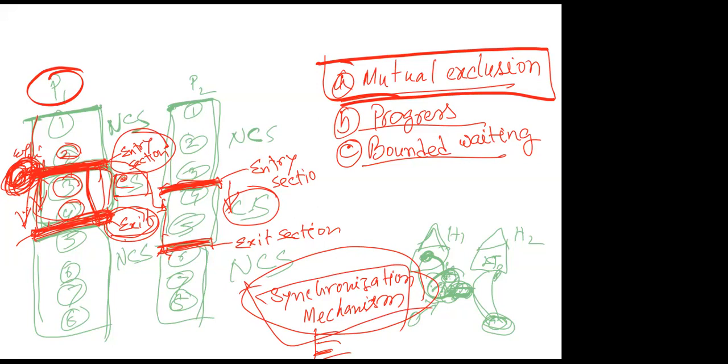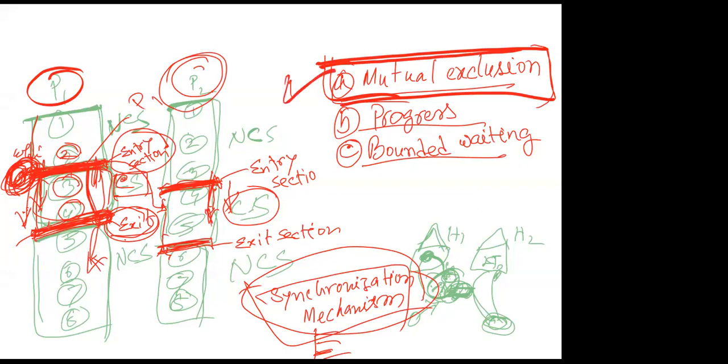Until the executing process comes out of the critical section. Let's say process P1 is now inside the critical section. Your synchronization mechanism or algorithm should never allow process P2 to enter the critical section until P1 comes out. This is a very important criterion. If mutual exclusion is violated, it means your synchronization mechanism doesn't work.